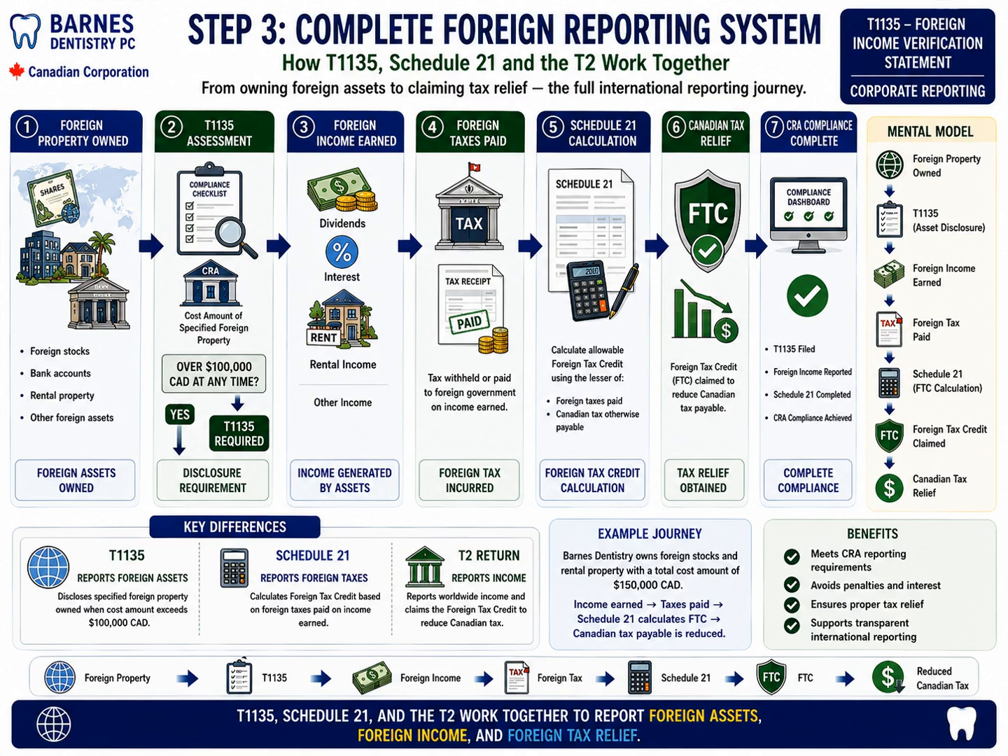Now let's examine the comparison panel near the bottom of the slide. This is one of the most important distinctions for tax preparers. T1135 reports foreign assets. Schedule 21 reports foreign taxes. And the T2 return reports income. Each form has a different purpose, but together they create a complete reporting framework. Think of them as three pieces of the same puzzle.